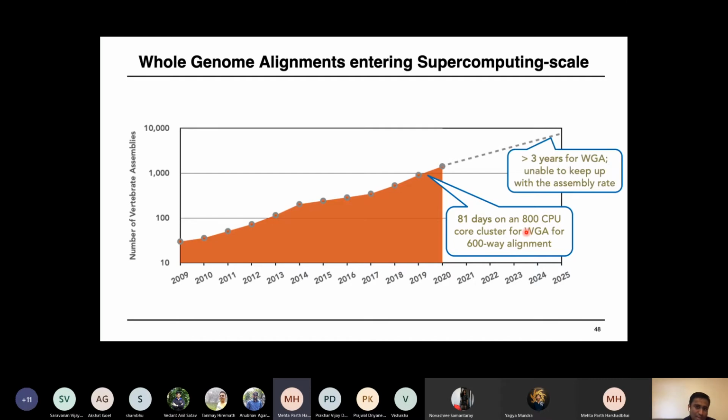Now just project that to 2025. And what you'll realize is that the same thing would actually take more than 3 years for the number of species that would be available in 2025, which means that whole genome alignment won't even keep up with the assembly rate, because more species are going to be sequenced that year than you can align together using whole genome alignments, at least on this cluster. So you really need supercomputers to be able to do that.